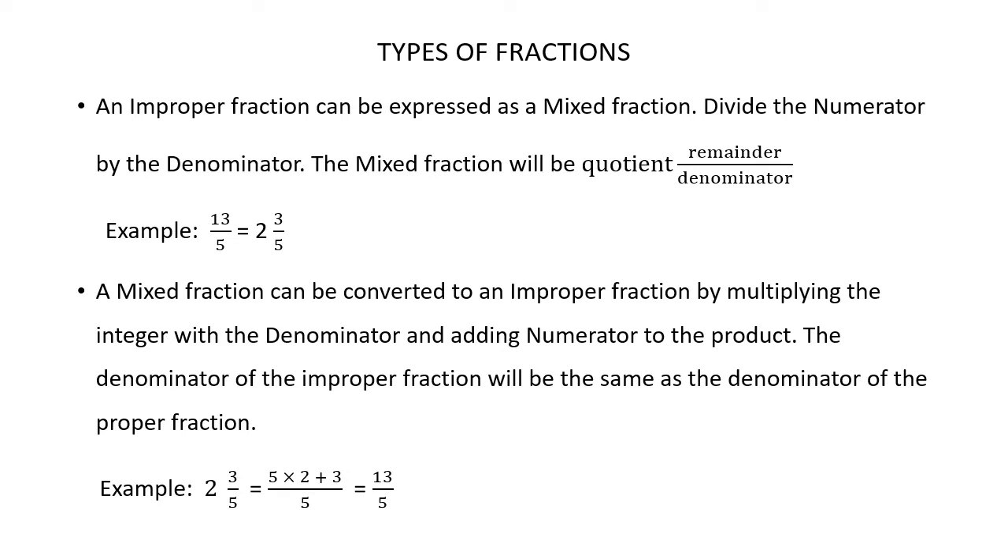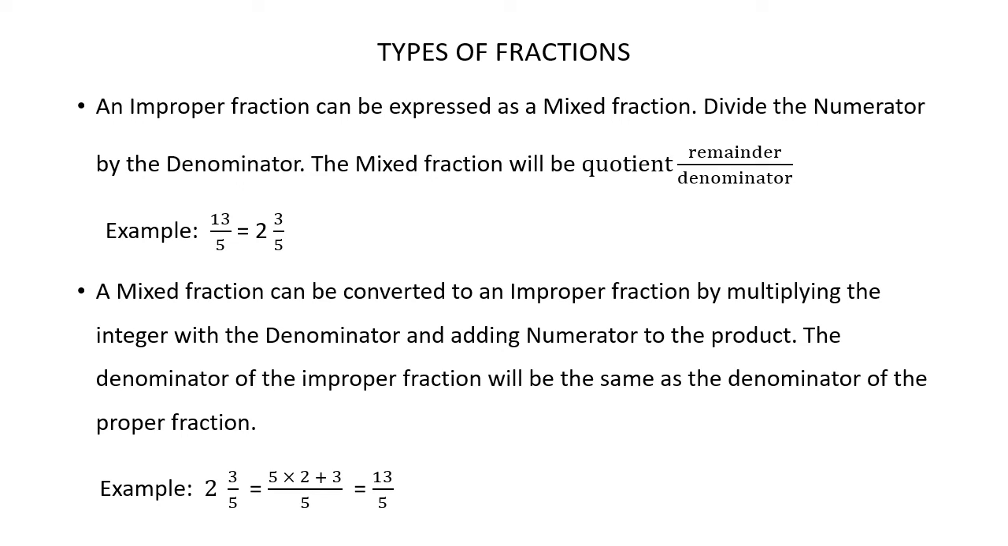Now a mixed fraction can be converted to an improper fraction by multiplying the integer with the denominator and adding the numerator to the product. The denominator of the improper fraction will be the same as the denominator of the proper fraction. Let's understand this with an example.